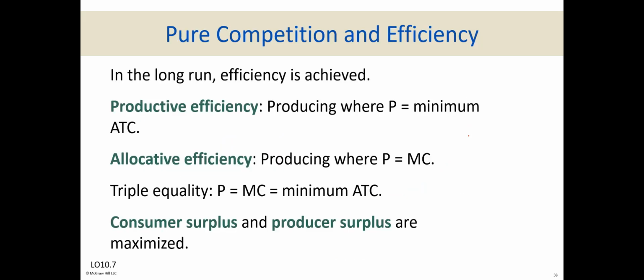In a purely competitive market, we achieve productive efficiency, goods are produced at the lowest possible cost, and we achieve allocative efficiency, resources are used in a way that maximizes society's welfare. For example, in a competitive market for bread, bakeries will produce the right amount of bread that people want in the long run at the lowest possible cost, ensuring both efficiency and satisfaction.